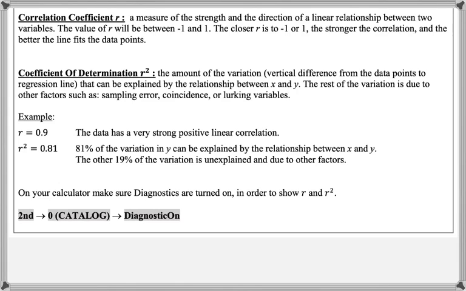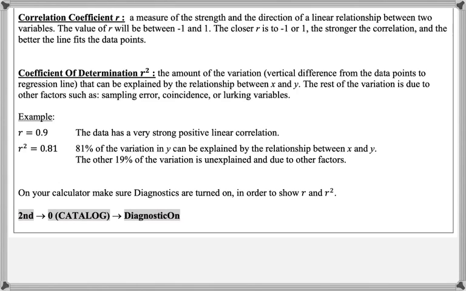The coefficient of determination, R squared, is the amount of variation, which is the vertical difference from the data points to the regression line, that can be explained by the relationship between x and y. The rest of the variation is due to other factors, such as sampling error, coincidence, or lurking variables.